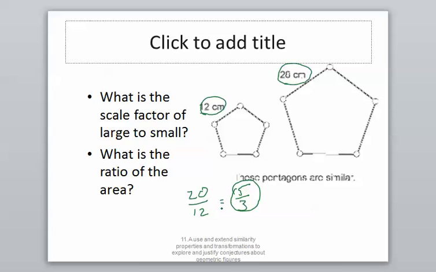Okay? And then it says, what's the ratio of the area? Remember, for area, we square things. So we take 5 over 3, and we square it, and that's going to give us 25 over 9. That would be my area ratio. Okay? They're that easy to do.